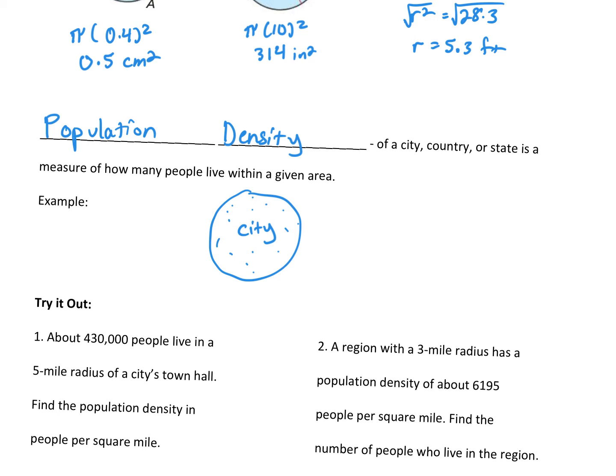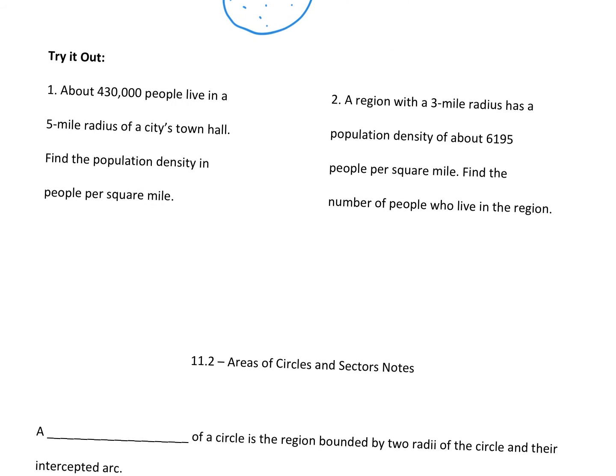Well, how many people per footage is the density? So the equation is population density is the number of people within that area. So let's say people, and we divide that by the area of land that we're working with. And that's how you get population density. So let's try this out.